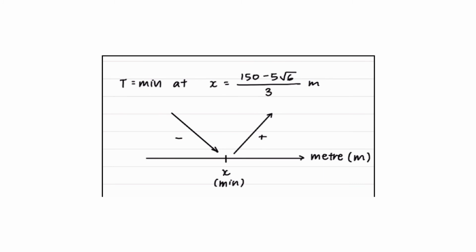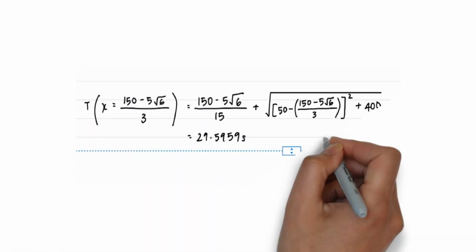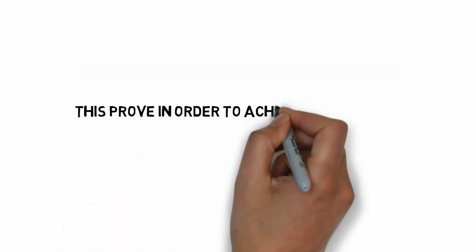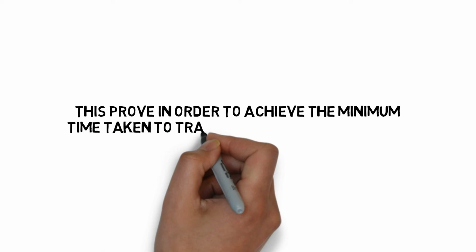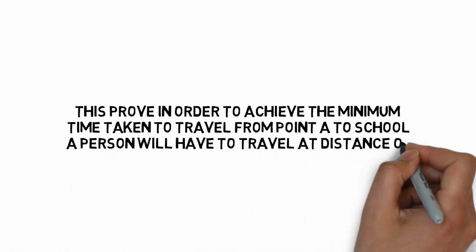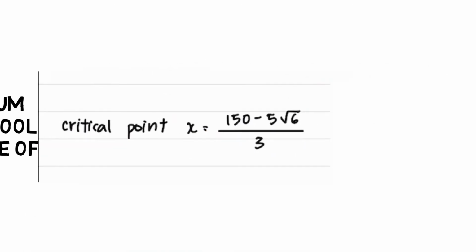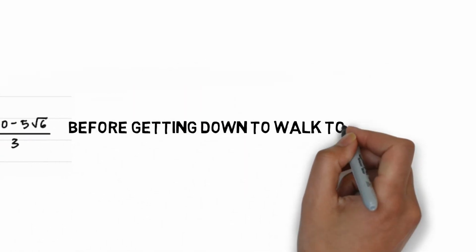Now, we will take the critical point and sub in to the original function, and that will give you the total travelling time. This proves in order to achieve the minimum time taken to travel from point A to school, a person would have to travel and park at the distance of 150 minus 5 square root 6 over 3 before getting down to walk to school.